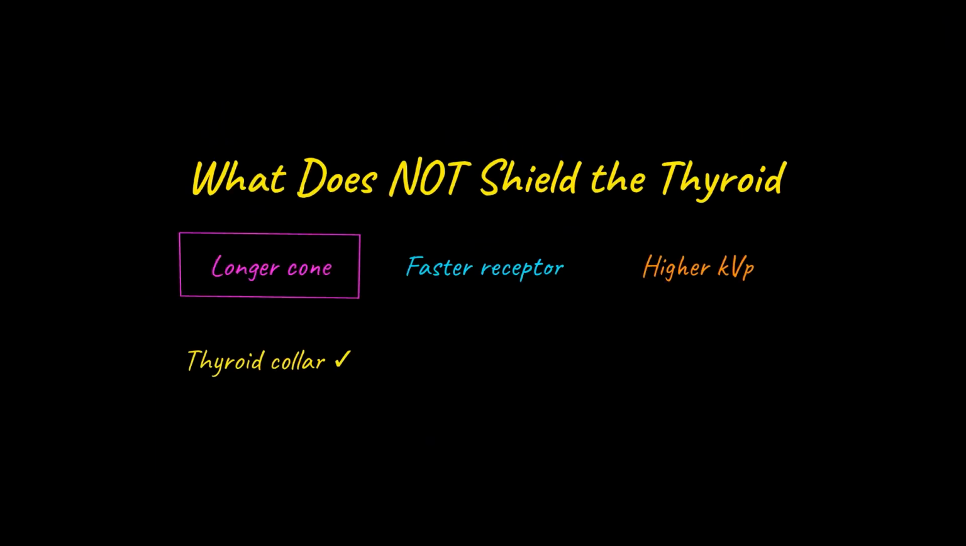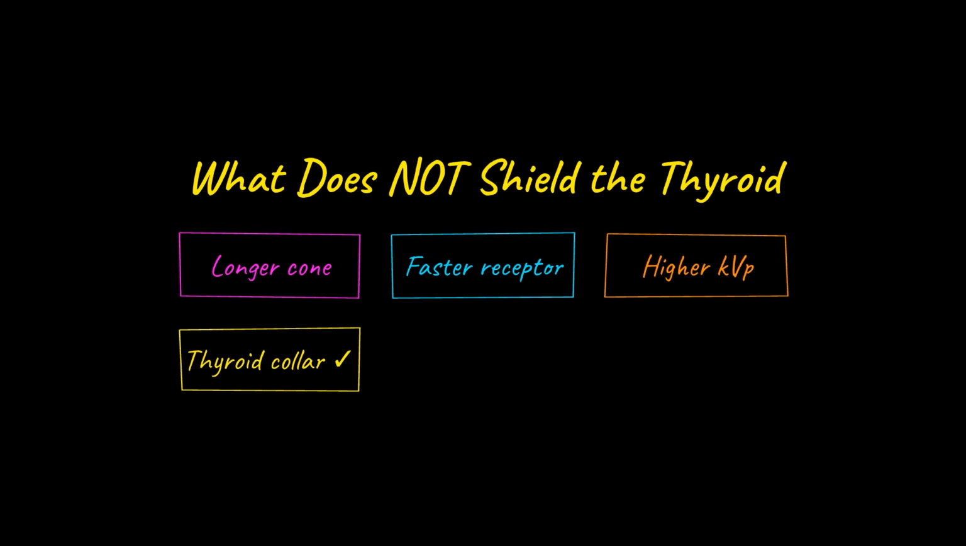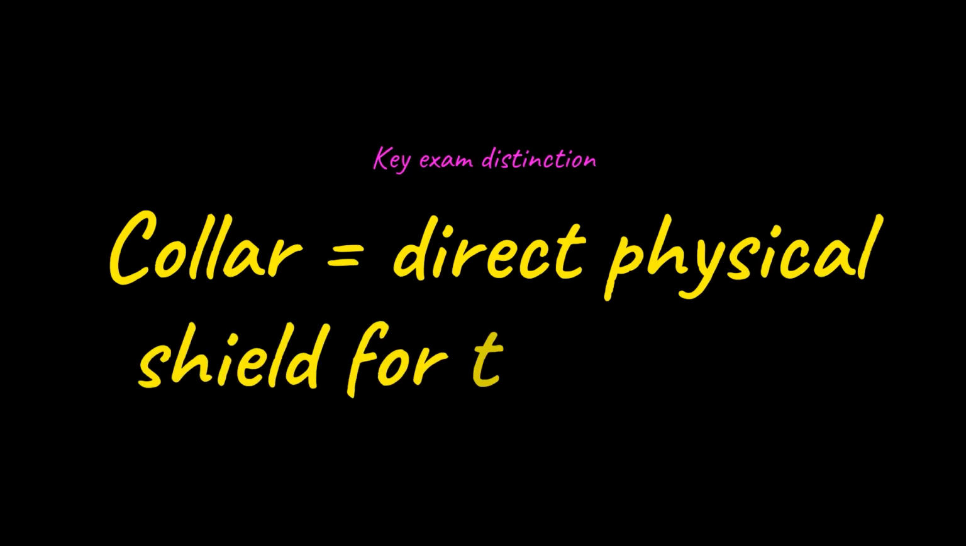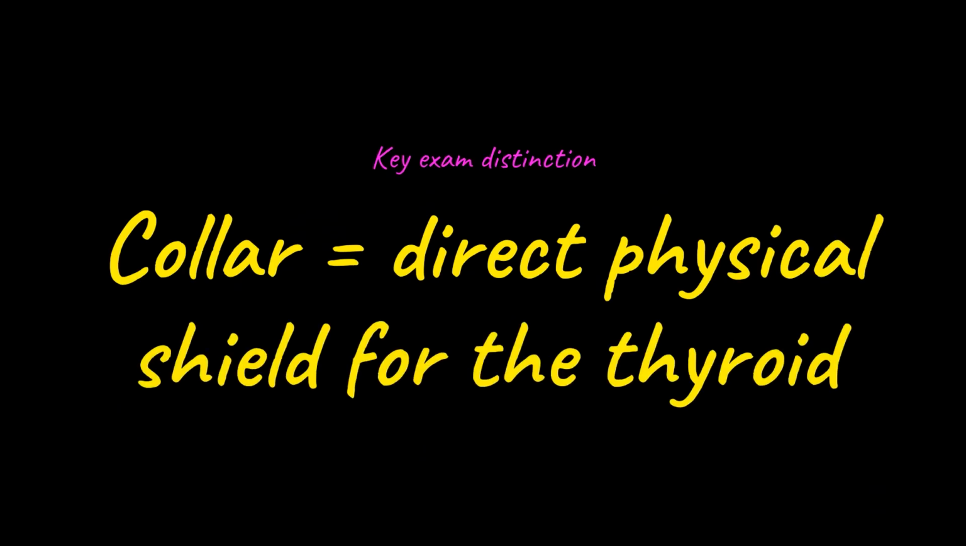A longer cone, a faster receptor, and higher kilovoltage each reduce overall dose or change beam geometry, but none places a physical barrier over the gland. Only the thyroid collar directly covers and shields the thyroid from scatter. When an exam stem asks how dental imaging specifically protects the thyroid, the answer is the thyroid collar, the one measure that physically covers the gland and absorbs scatter before it arrives.